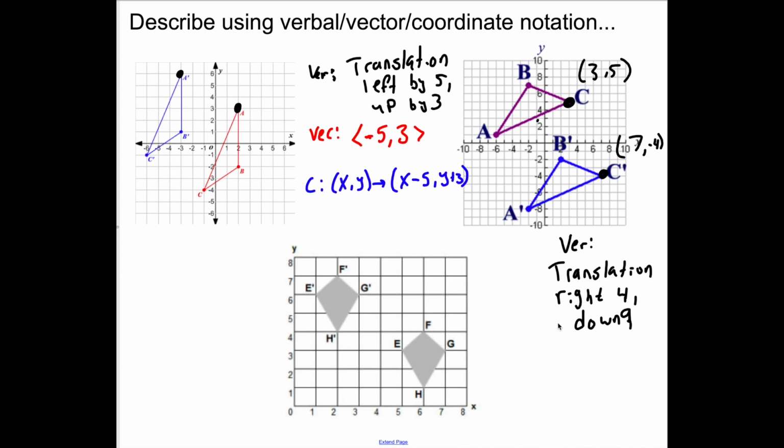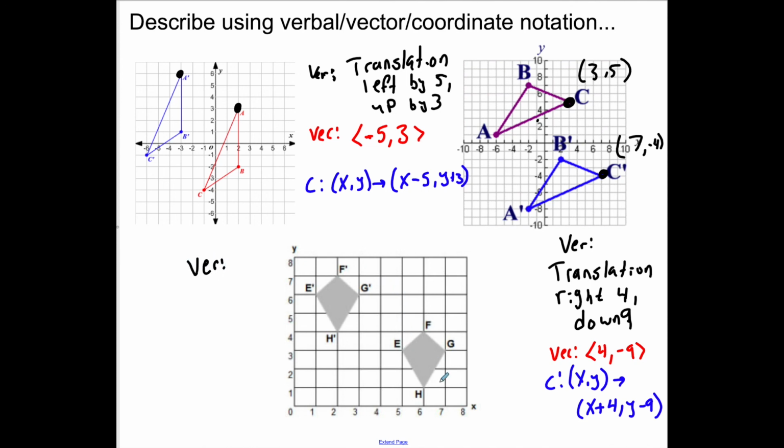Okay, vector. What does that mean for a vector? So right by 4 means we're adding 4. Down by 9 means adding a -9. And coordinate is x, y. Remember, you always start with this. And I'm adding 4 to the x. I'm subtracting 9 from the y. Okay? All right, lastly here we have the kite, so the verbal.